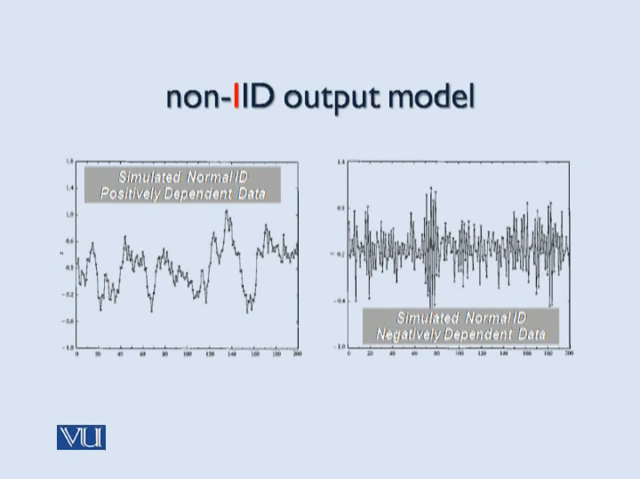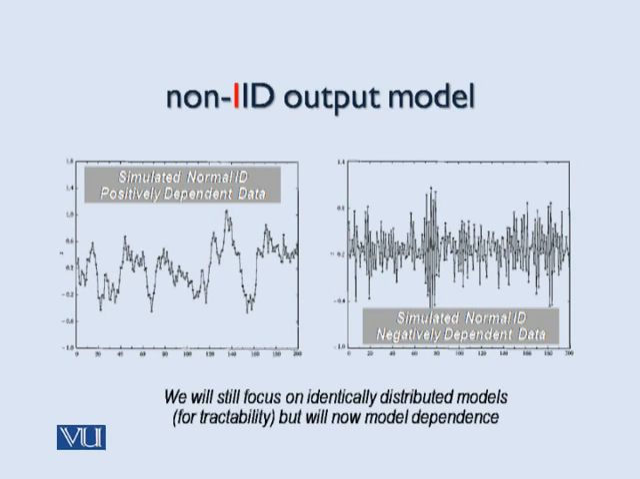On the other side, you see simulations from normal, identically distributed, negatively dependent data. In such cases, the successive values are going to be on the opposite sides of the average value on average. So these are some kinds of dependence. We stress that we are going to focus on identically distributed models.